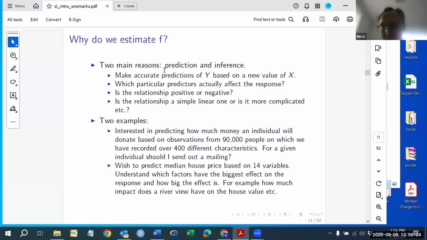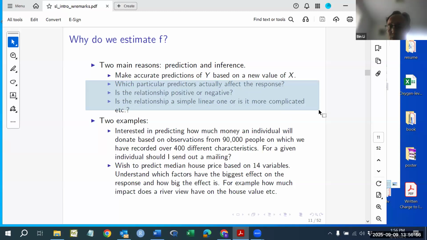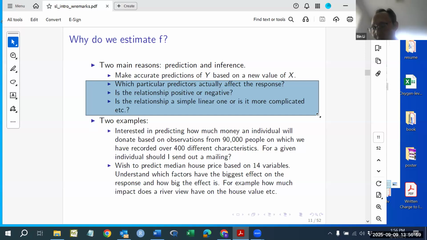Okay, so why do we estimate f? Two main reasons. One is prediction, one is inference. Prediction is to make an accurate prediction of Y based on a new value of X. Inference asks which particular predictors actually affect the response. Is the relationship positive or negative? Is the relationship a simple linear one or more complicated? So these are related to the properties of the black box that we talked about, right?